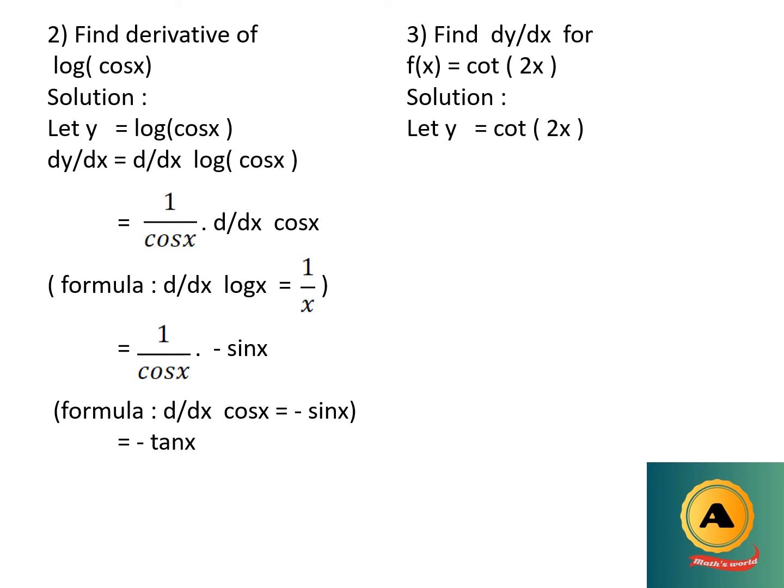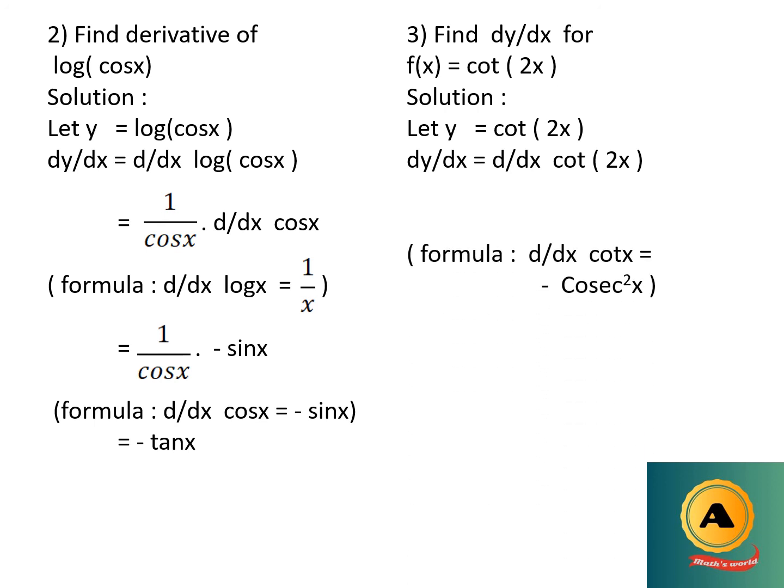Next problem. Find dy by dx for f of x equals to cot 2x. That is, we have to differentiate cot of 2x with respect to x. Let y equals to cot of 2x. This is same as the earlier problem. It is also function of another function. So first write derivative of cotangent, after that derivative of 2x. So dy by dx equals to derivative of cot of 2x.